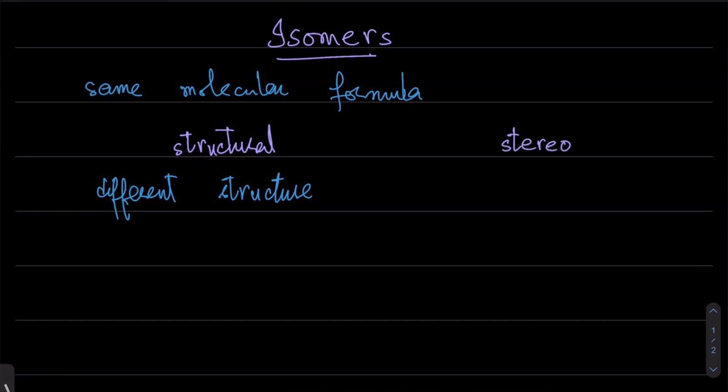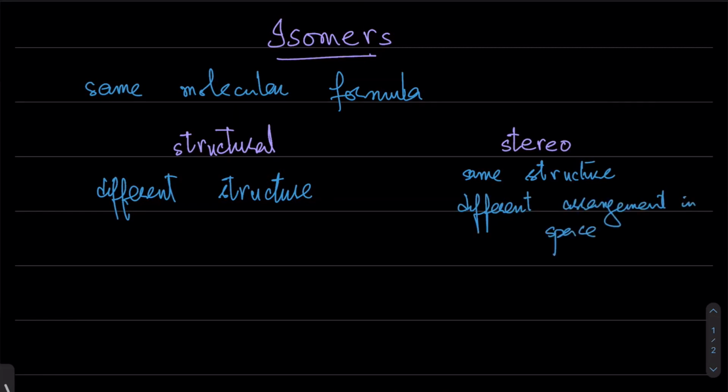That the way they're arranged, even though the bonding is still the same, their arrangement in space is different. So unki bonding same hai. Matlab not only is this same molecular formula, they have same structure as well, but different arrangement in space. So even though bonds are same, वो bond किस एंगल पे लगी हुई है, कहां से लगी हुई है, वो डिफरेंट हो जाता है. एंगल भी सेम होते हैं बट कहां से लगी हुई है वो डिफरेंट हो जाता है.